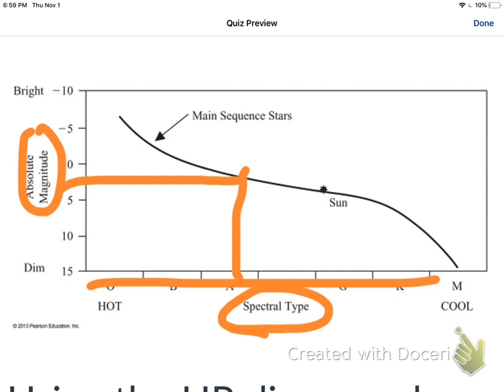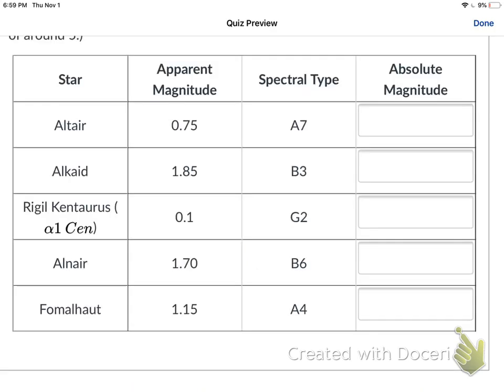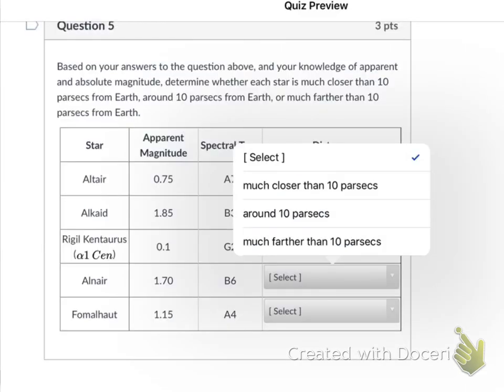In question 5, you do sort of a similar thing, but here you're given a table of apparent magnitude, spectral type, and distance. And so we need to determine whether or not your star is much closer than 10 parsecs, around 10 parsecs, or much farther than 10 parsecs, according to its apparent magnitude and what you know of the absolute magnitude from the previous question.